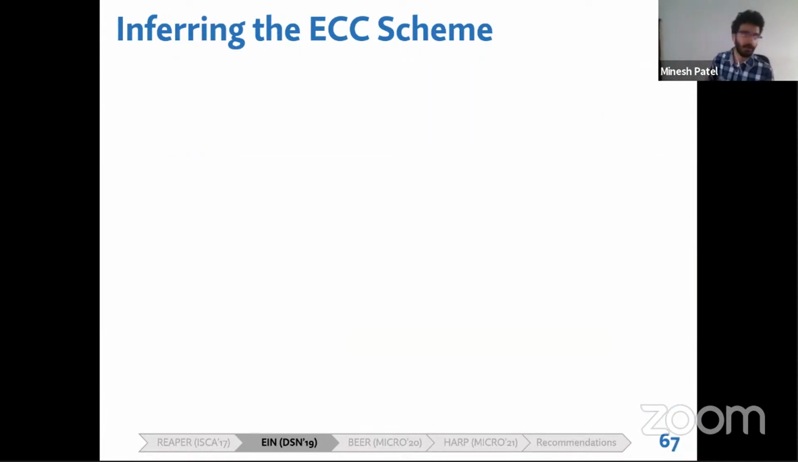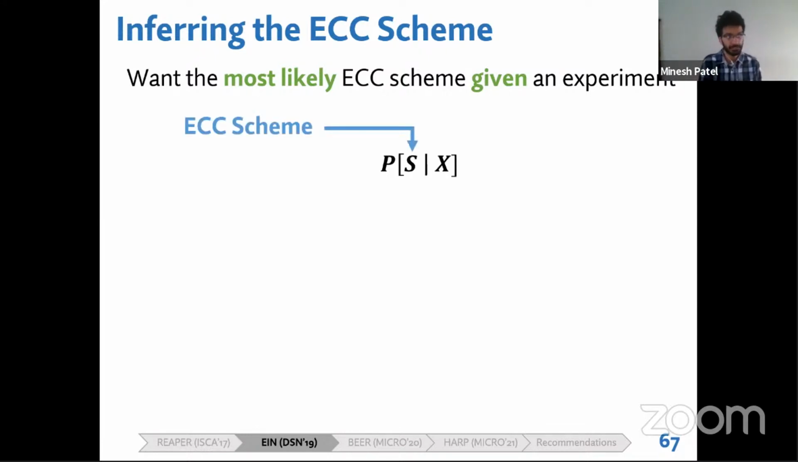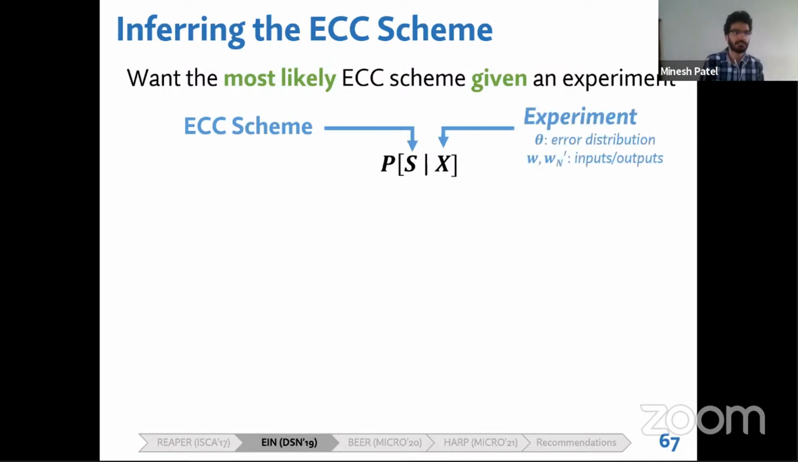Okay, so let's talk about how we go about this inference in a more formal manner. What we want to know is the most likely ECC scheme used in a device given a particular experiment that we run. The experiment might yield values such as error rates. We can describe this probabilistically as the probability of S given X, where S is a particular ECC scheme and X is an experiment that we ran, for example an error distribution or some inputs and outputs from the experiment. What we want is to find the argmax of this expression over S, which will give us the most likely ECC scheme.